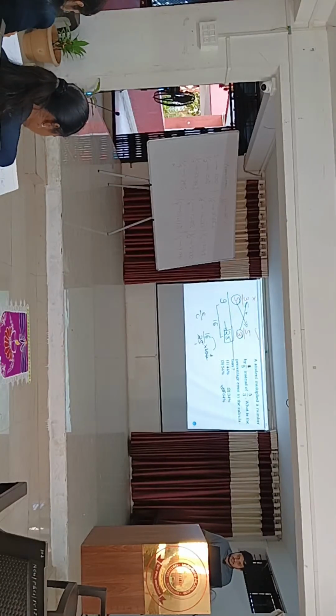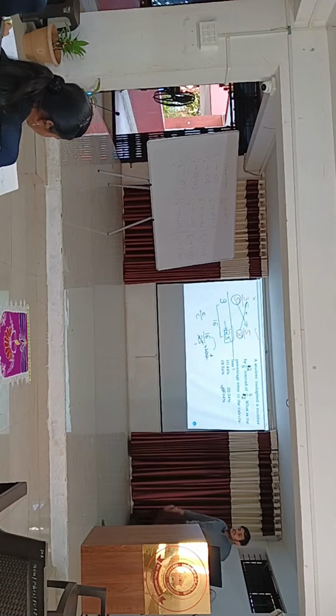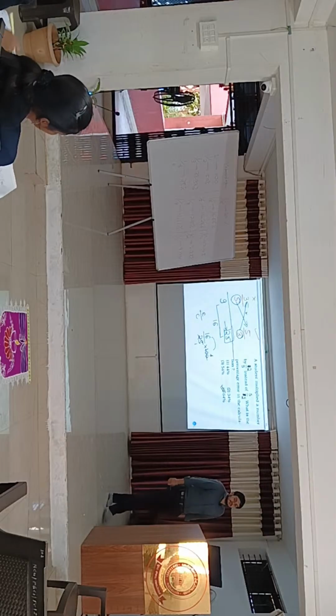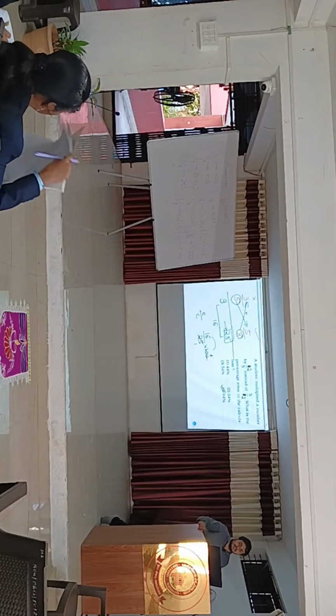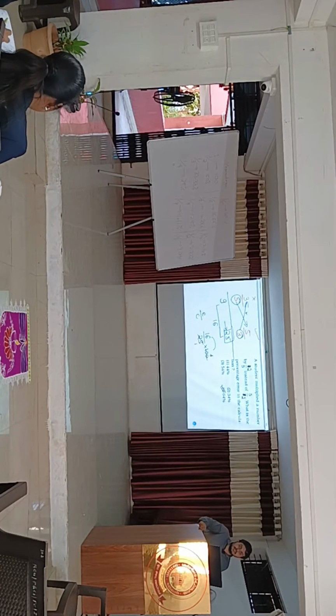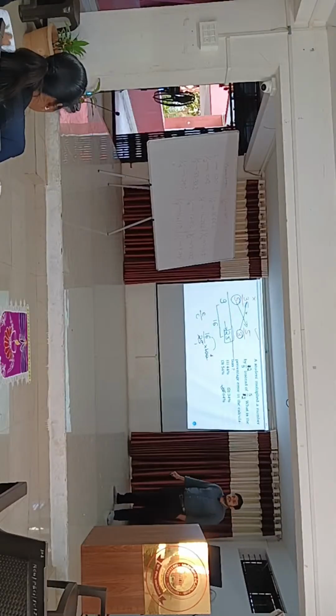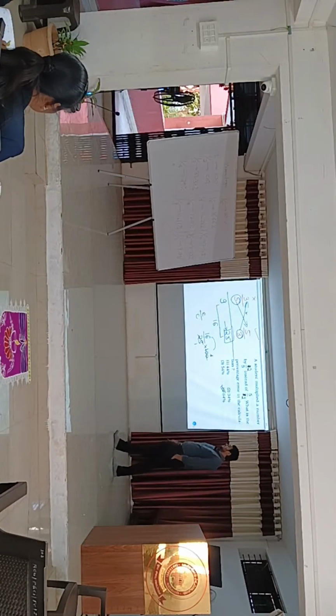Next one, solve this: 2 by 5 and 5 by 2. Find the percentage of error when it is 2 by 5 and the other side is 5 by 2.